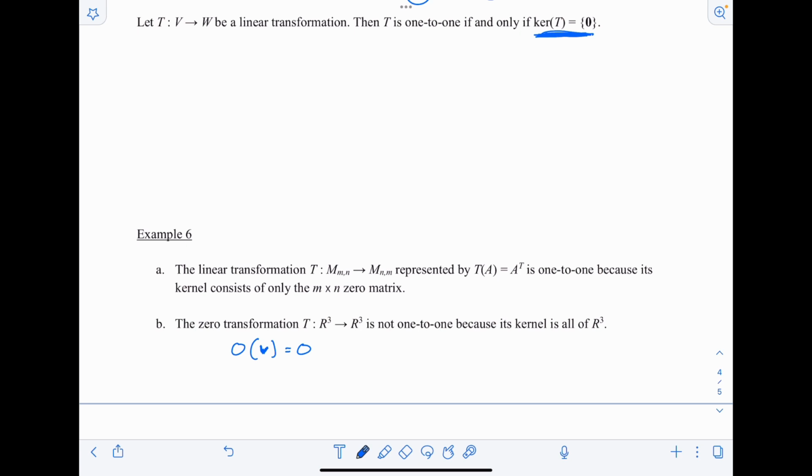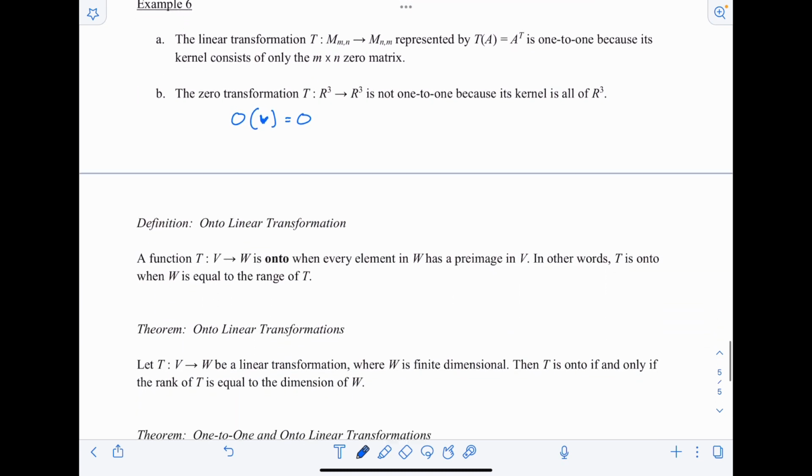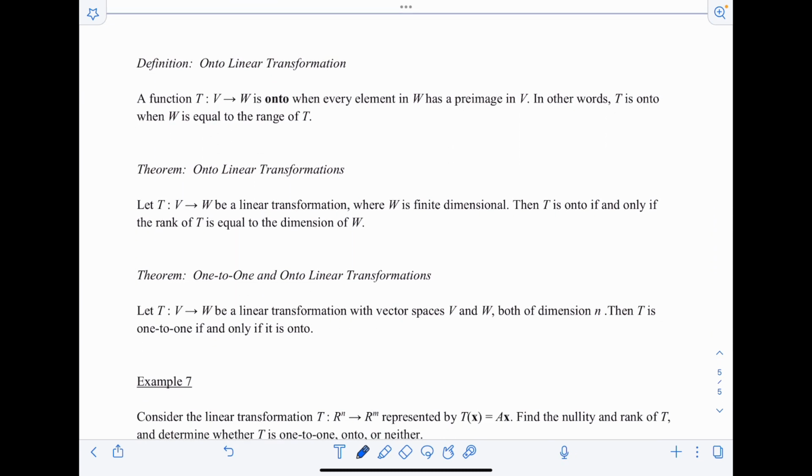All right. So that's how we check. We just basically check to see if the kernel of T is 0 or not. All right, then the other part of this is onto. So one-to-one means no two preimages map to the same image. Onto goes on to say that a function T mapping V to W is onto when every element in W has a preimage in V. In other words, T is onto when W is equal to the range of T.